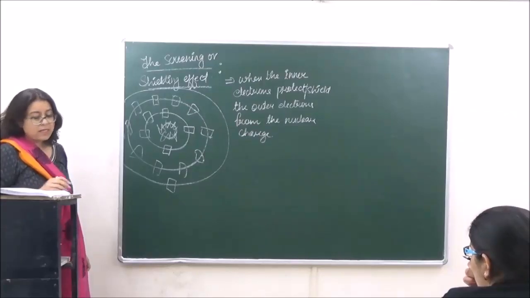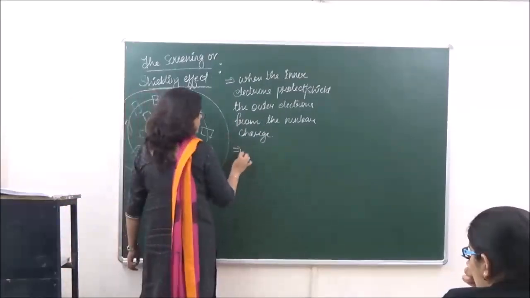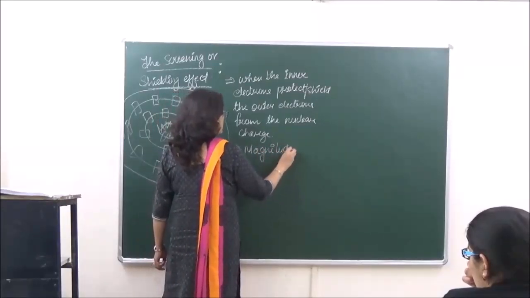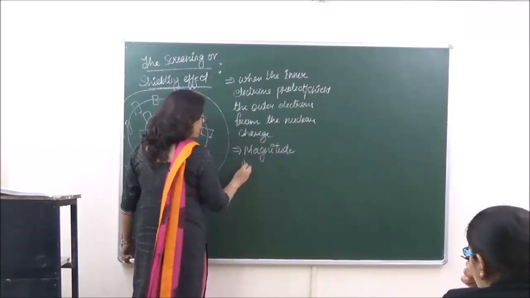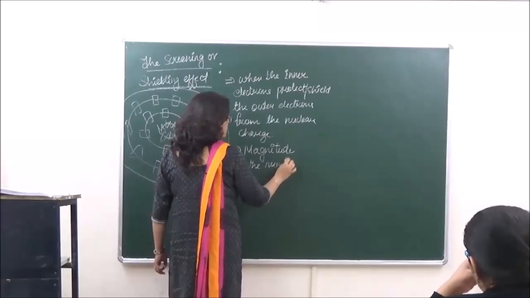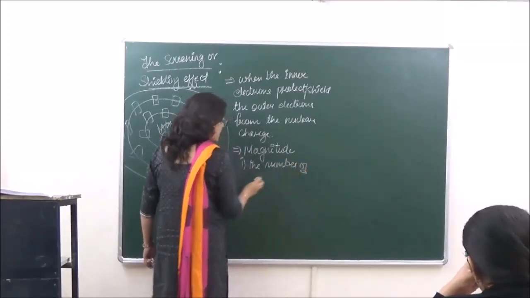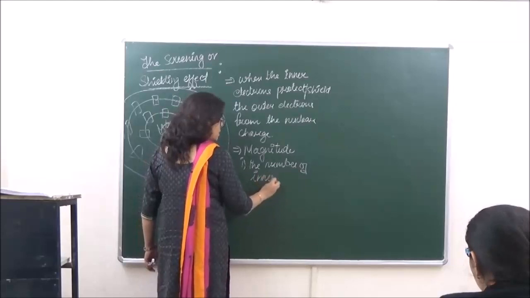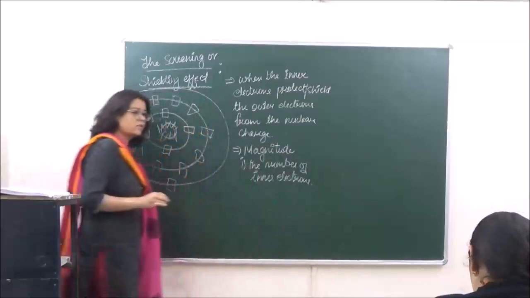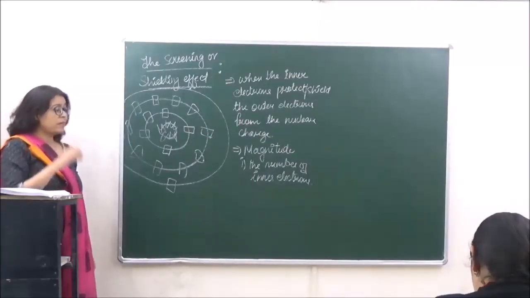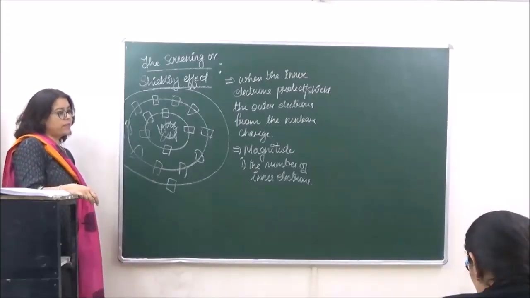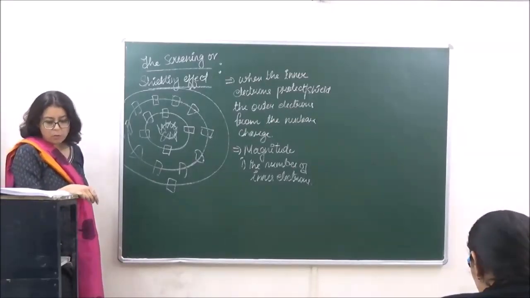Now the magnitude of shielding effect, what will it depend upon? The magnitude of shielding effect depends, number 1, on the number of inner electrons. The more the number of inner electrons, the more the shielding effect is going to be. The magnitude of shielding effect is going to be more, right?